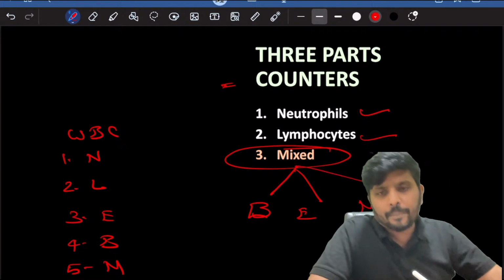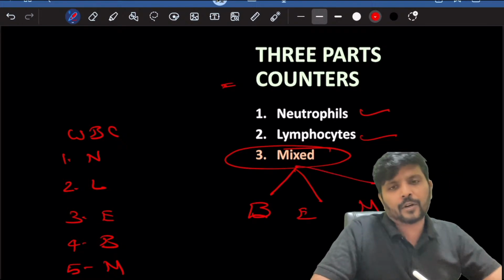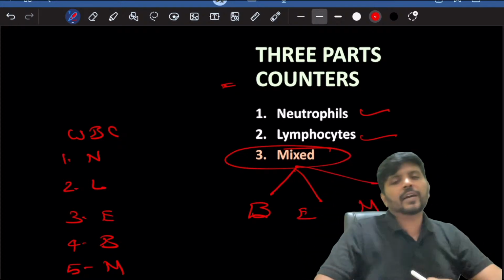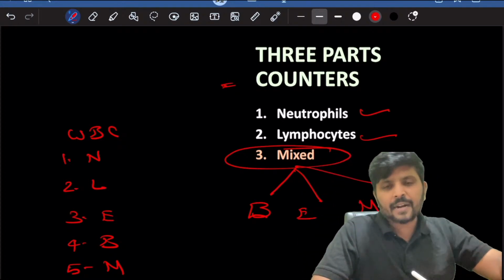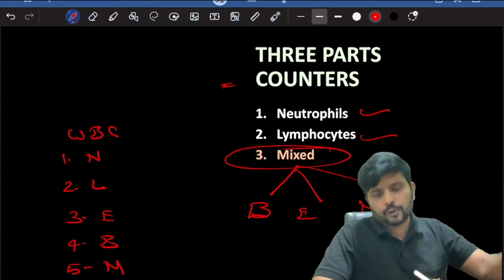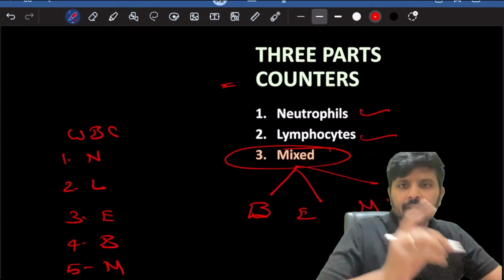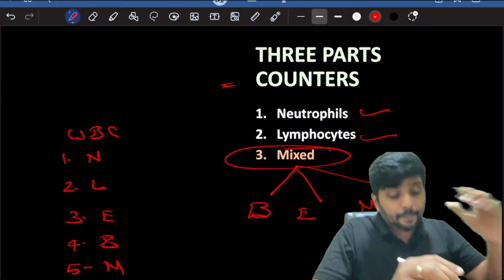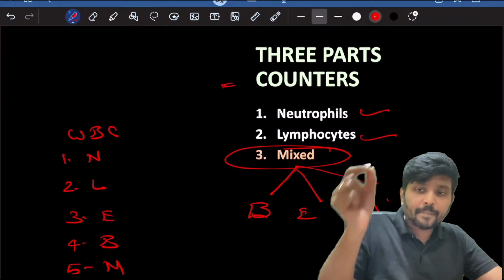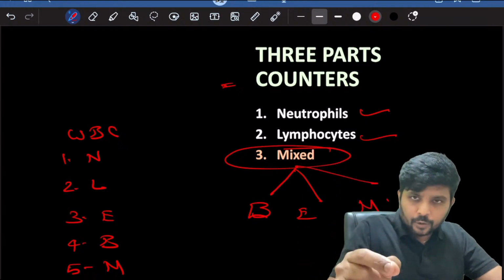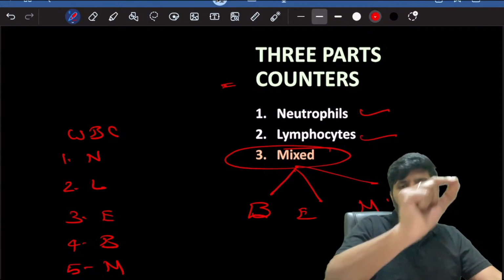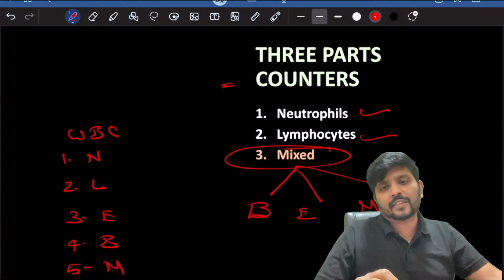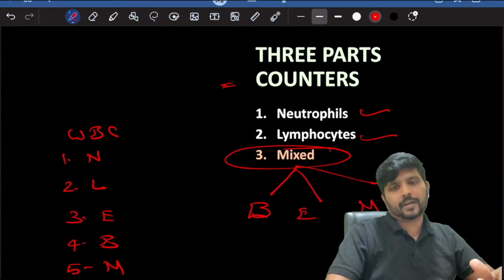So what is the drawback with respect to this three-part counter? It will measure only neutrophil, it will measure only lymphocyte, it will not measure your basophil, eosinophil or monocyte. Okay? That is the drawback of the three-part counter. Three-part counter means it is mainly based on differential count of WBC: only neutrophil, lymphocyte and mixed. Mixed includes the rest of the things that are missed in a three-part counter.